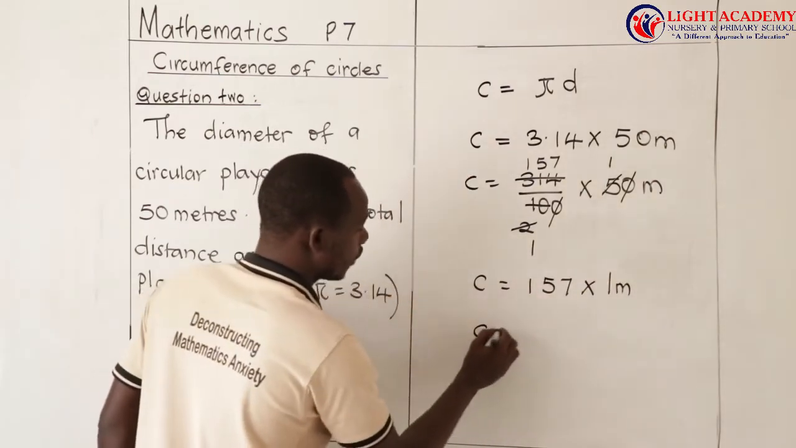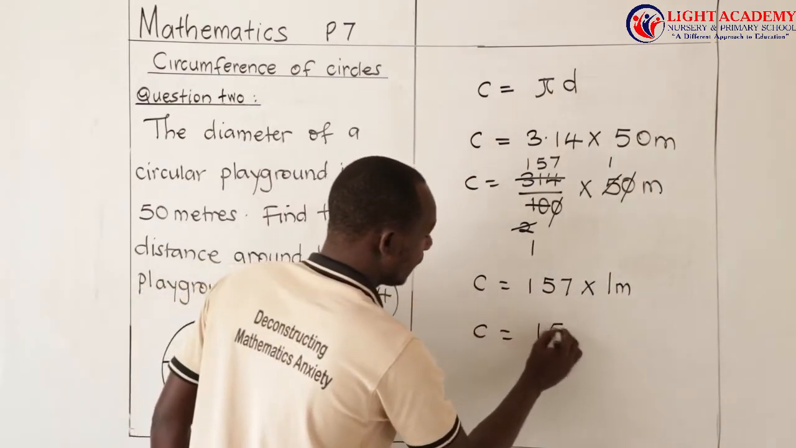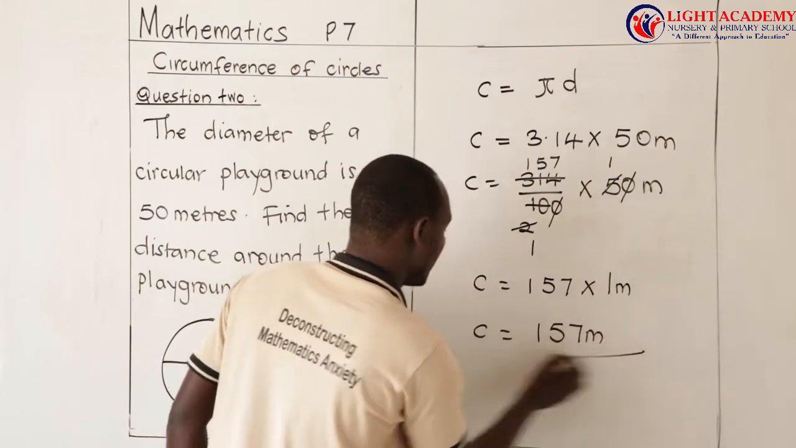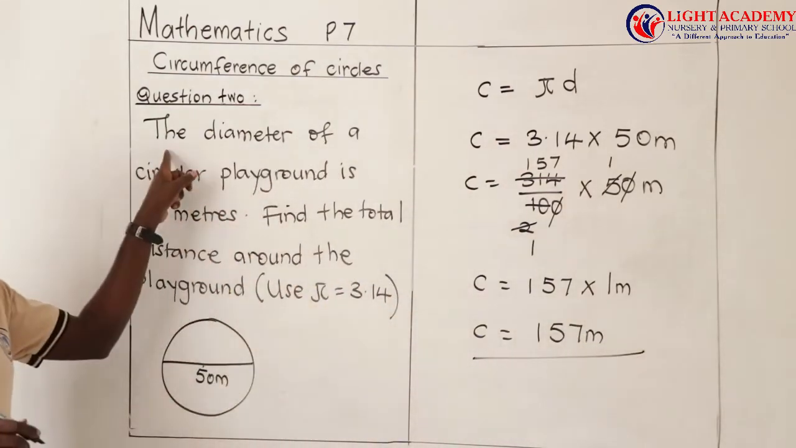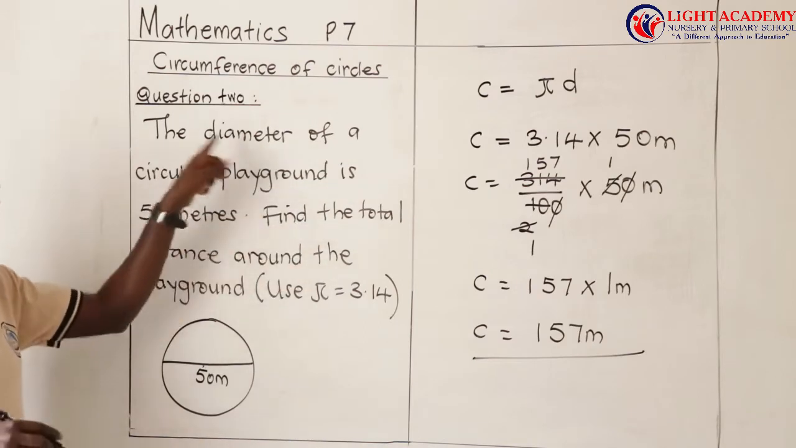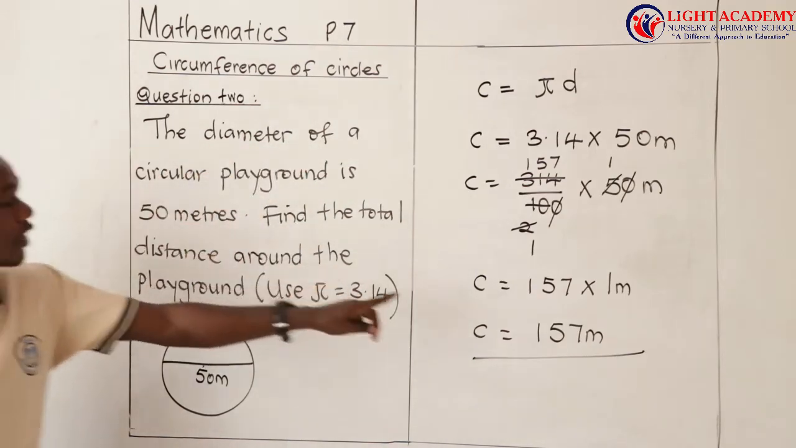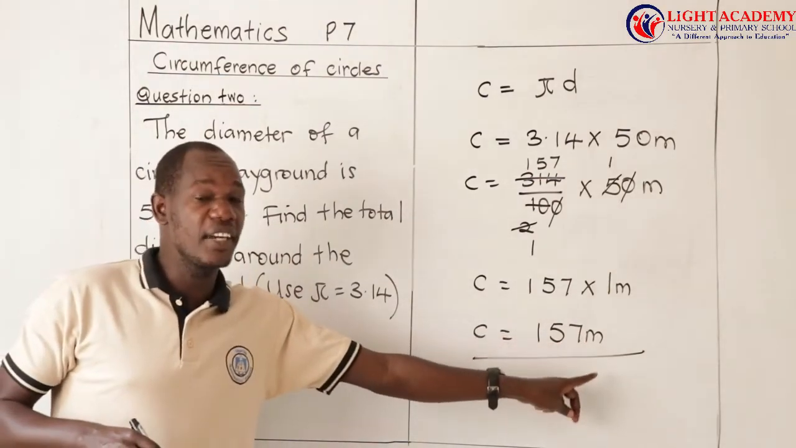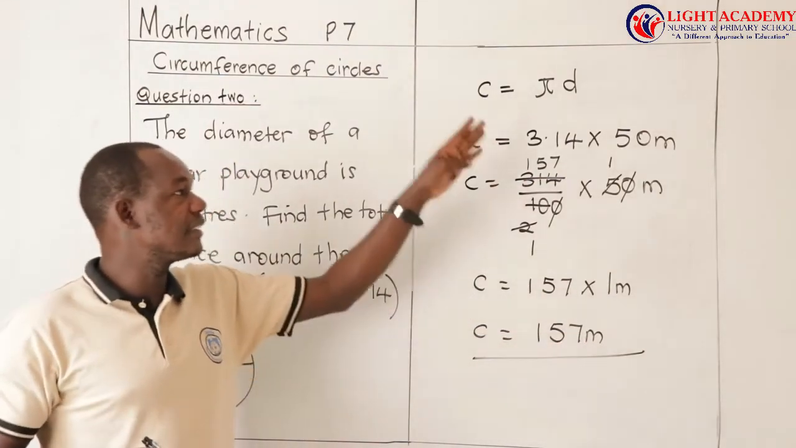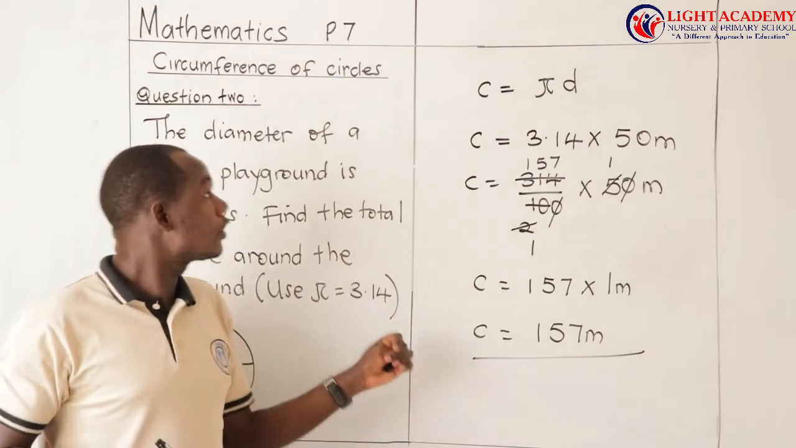And my circumference will be equal to 157 meters. That is my answer for question number 2. That means the distance around a circular playground whose diameter is 50 meters is actually 157 meters. So this is our example number 2.